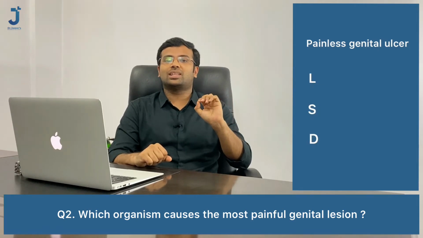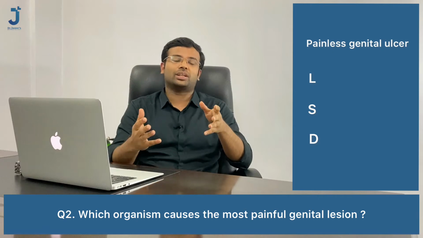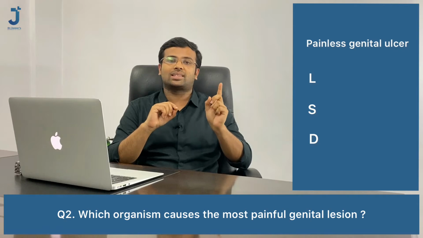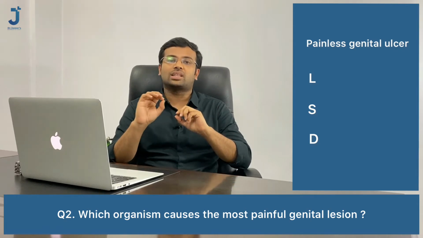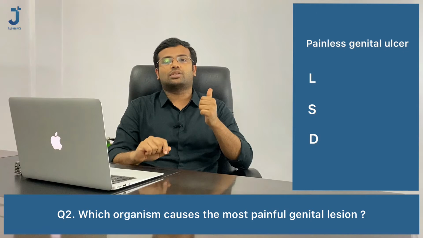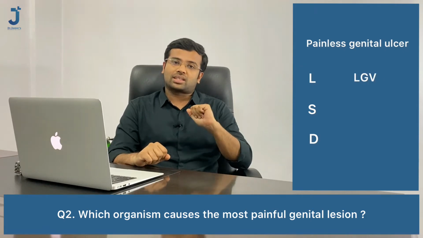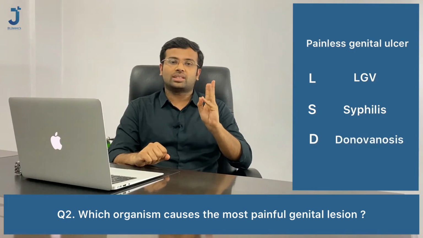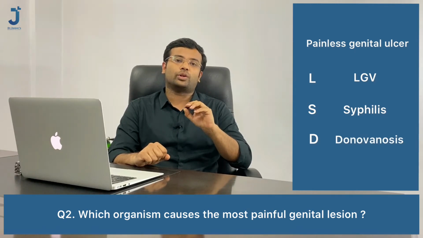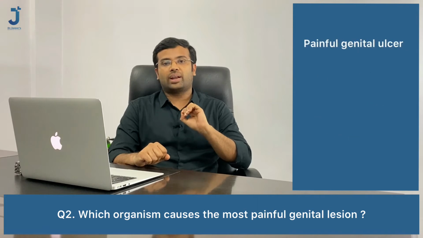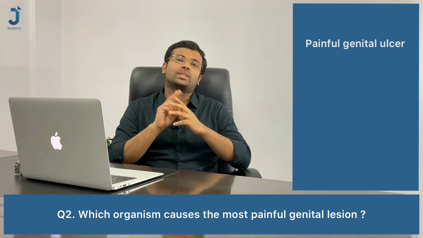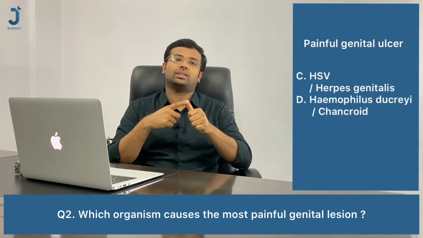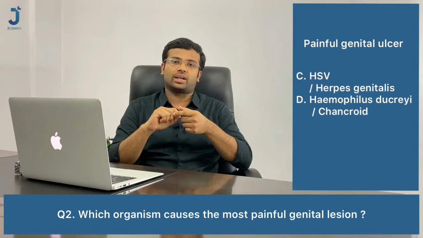LSD. So what is LSD? LSD is a drug, and if you take a drug, you may not get to know about the pain, isn't it? So remember, LSD stands for painless genital ulcer. L stands for LGV, S stands for syphilis and D stands for donovanosis. All these are the 3 examples where there is not going to be any pain for the ulcers. Whereas painful genital ulcers, there are 2 examples, the remaining ones. What are the remaining ones? That is the Shankroid and the herpes genitalis called as HSV.